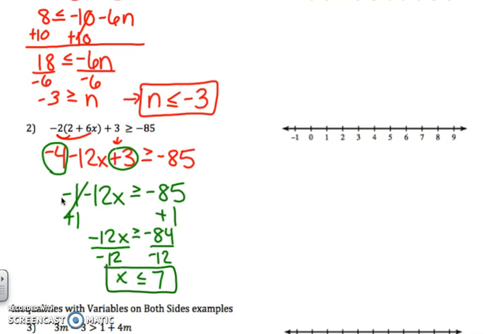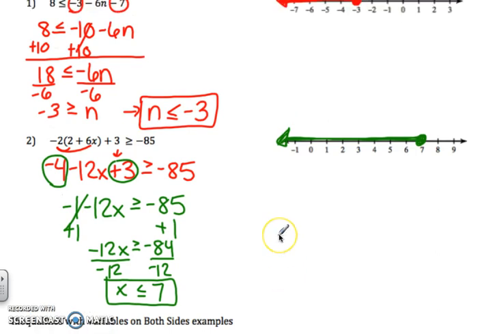So since my variable is on the left, I can go ahead and graph. I'm going to go close circle on 7, and I'm going to shade to the left. Okay, so everything to the left of that 7 is a solution. So -100, 0, 3, even 7 is a solution. Alright, so those are examples of multi-step.